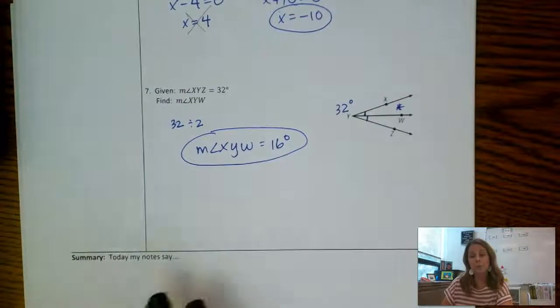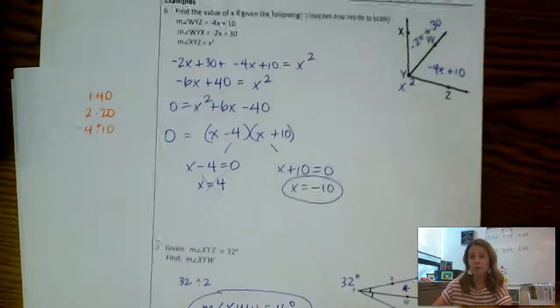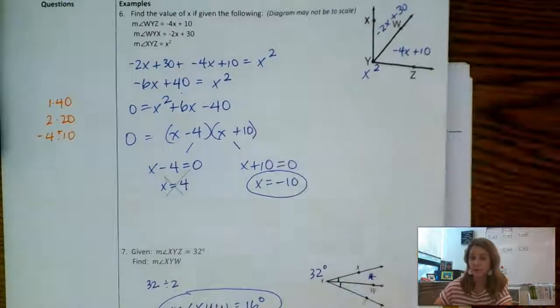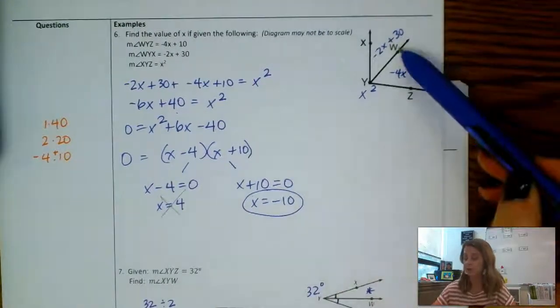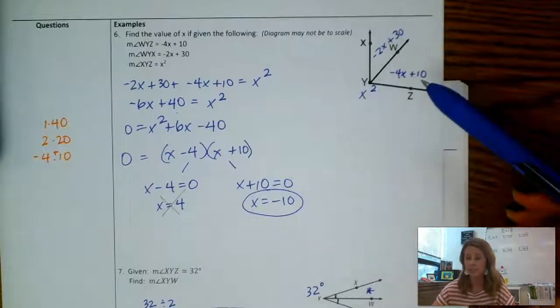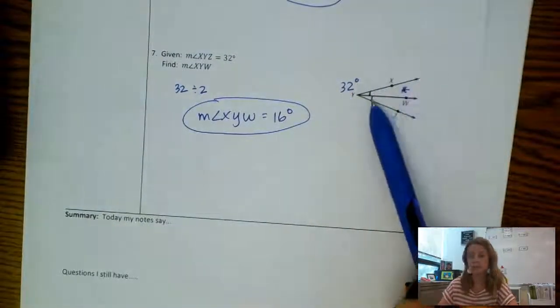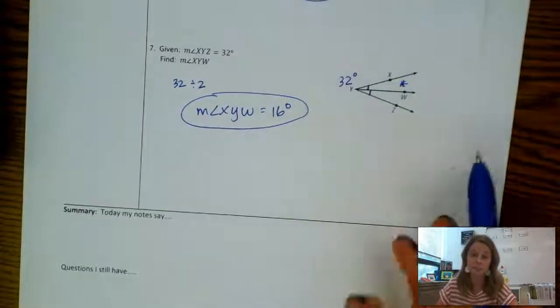So make sure when you're working problems out, you are labeling things. Draw yourself a picture if you're not given one, because it really helps you visually see, oh, I just need to add these two together and set it equal to the total. Or when you put the 32 on the outside and you start looking at your symbols, you can see I simply need to divide by 2.